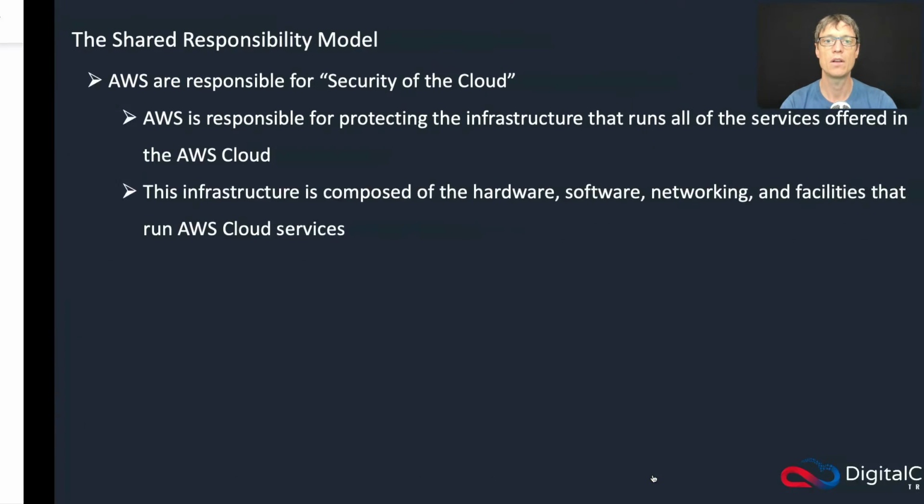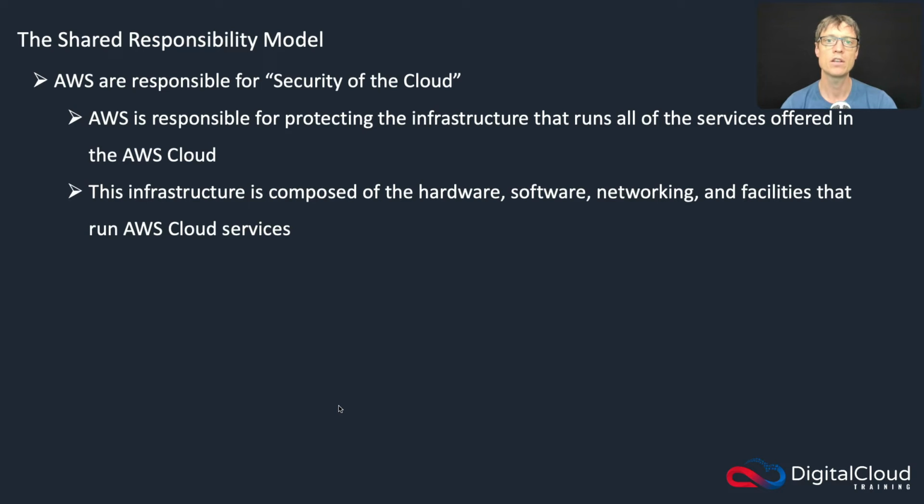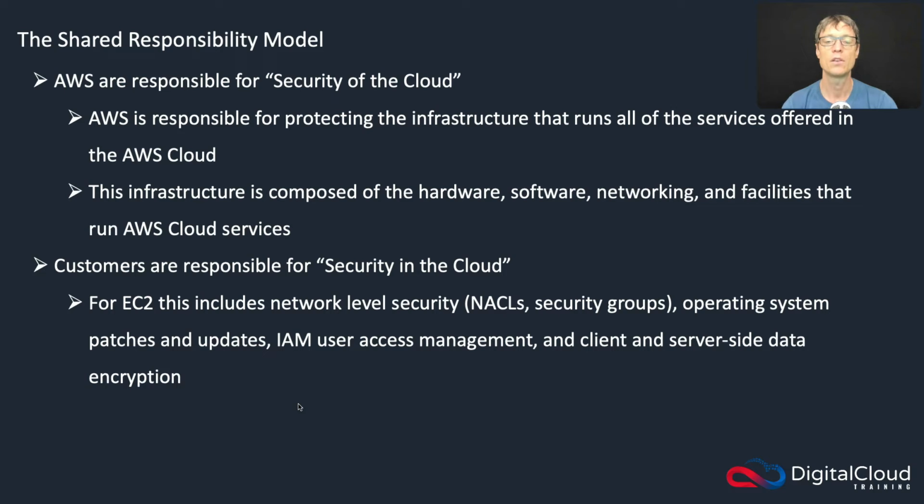Now let's have a quick look at a slide. So just remember that AWS are responsible for security of the cloud. So that means the physical infrastructure that runs the services that you use on AWS, the hardware, the software, the networking, and the facilities as well. And then as a customer, you're responsible for security in the cloud. That means things like network access control lists, security groups, your operating systems, you've got to patch them, you've got to update those, you've got to configure your identity and access management service, and you've got to make sure that you take responsibility for encrypting your own data.